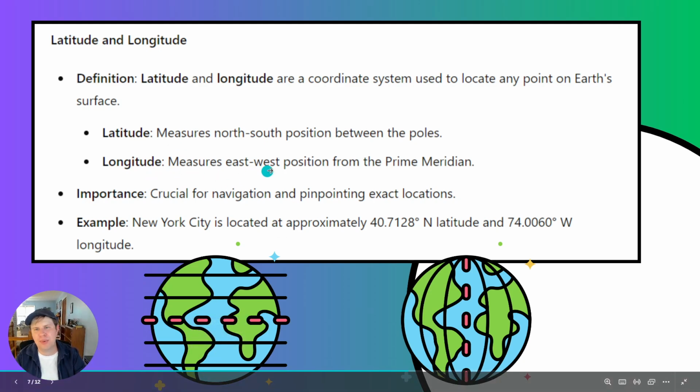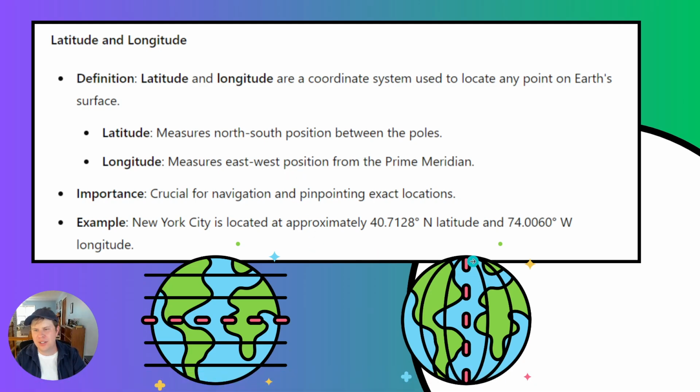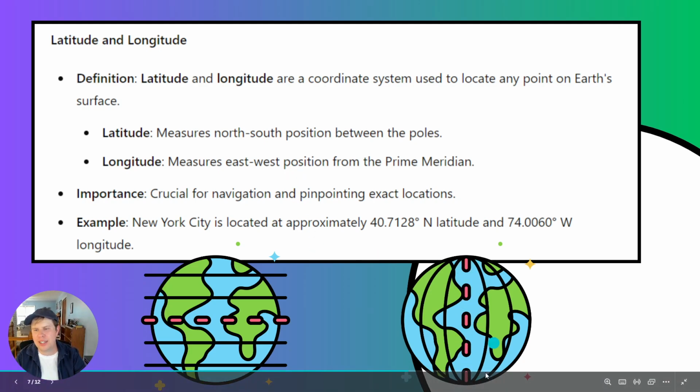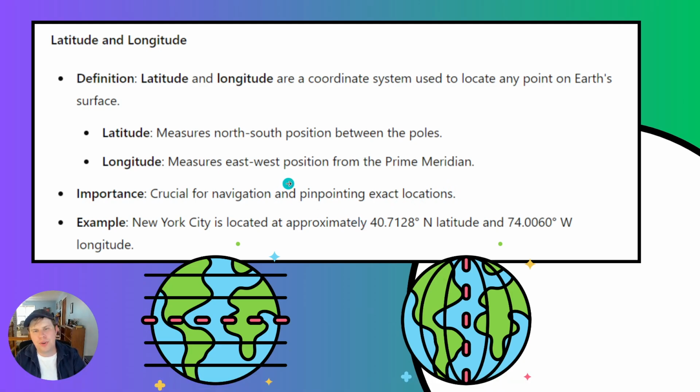Longitude measures east to west position from the prime meridian. So if we're looking here, then you're going east and west at these lines that are long. They're going up and down. It is crucial for navigation and pinpointing exact locations and has been crucial throughout much of history.